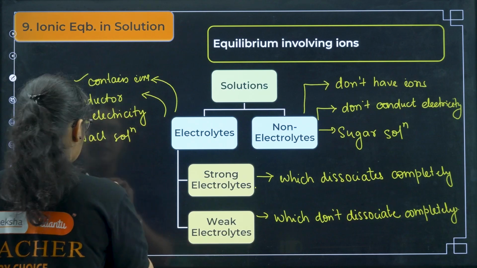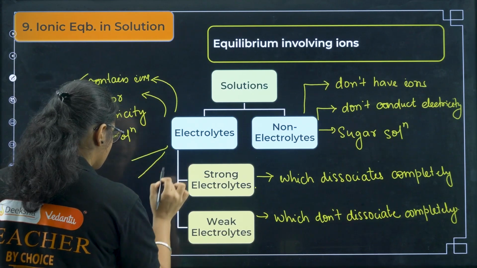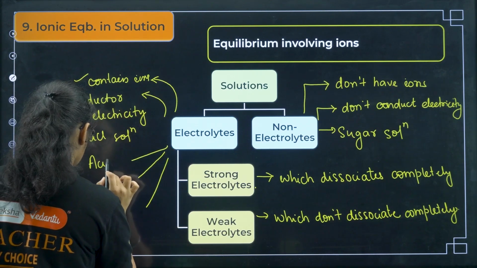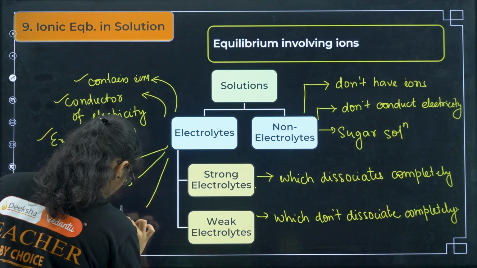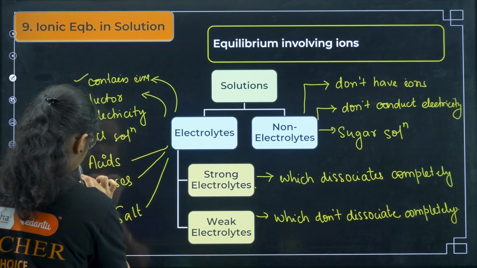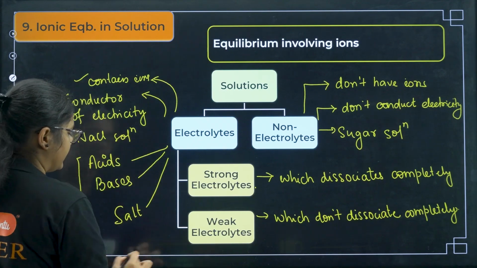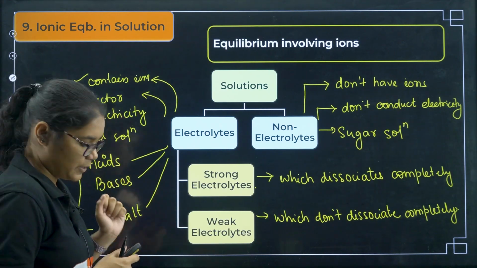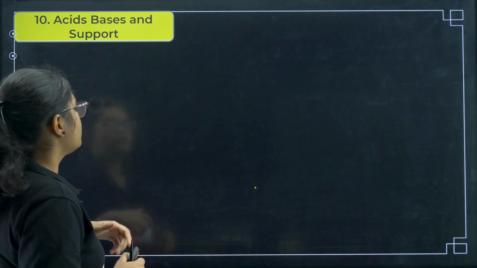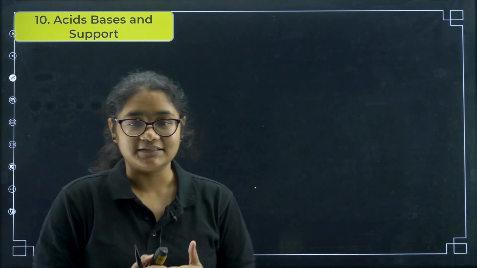Now, what are other examples of electrolytes? We have three categories: electrolytes can be acids, bases and salts. We'll be studying these three in detail. The next lecture will be completely based on this. Fine. Now we'll go to the definition of acids, bases and salts.